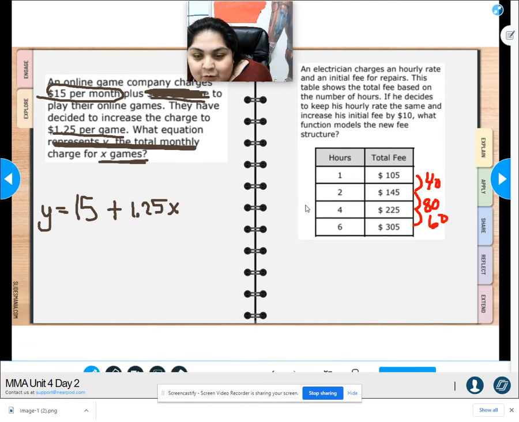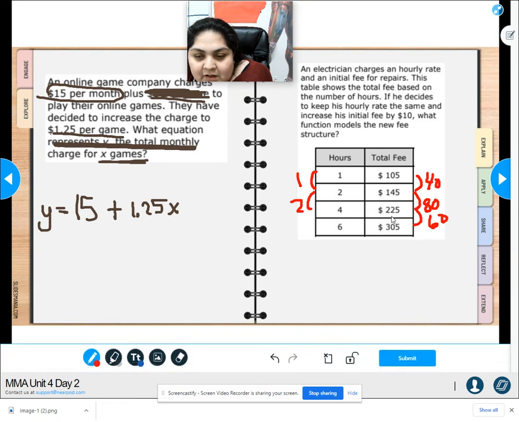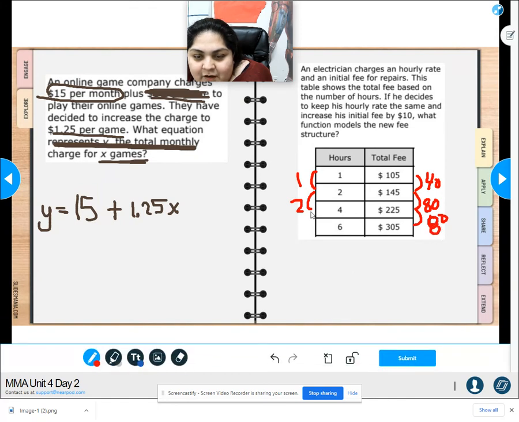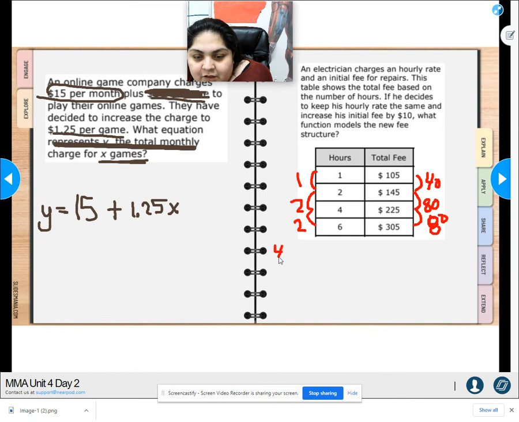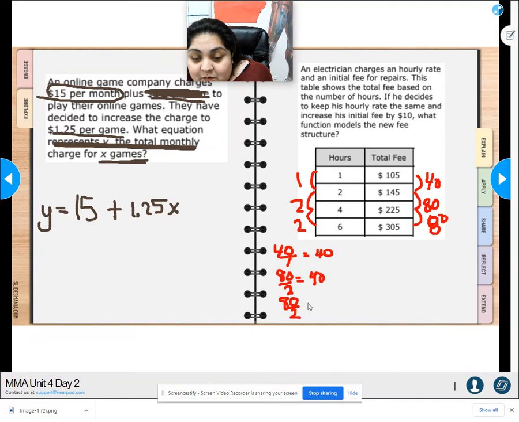Right here is $60. So what we're going to do is figure out what this is right here. This is 1, so that's 40. This is 2, and then divide that by 2. Oh, that's not, this is 80. My bad. All right, 40 divided by 1 is 40, so the rate is 40 for the first two. Remember we talked about how we have to find the rate each time to make sure that it's a linear situation. This is also 40, and 80 divided by 2 is also 40. So they're all 40. So my rate is 40.